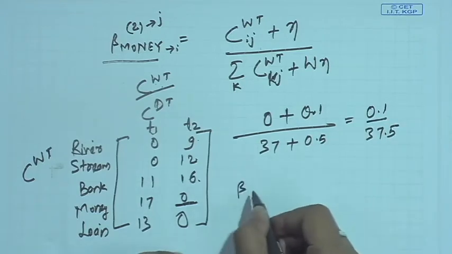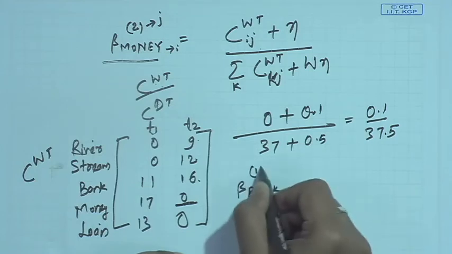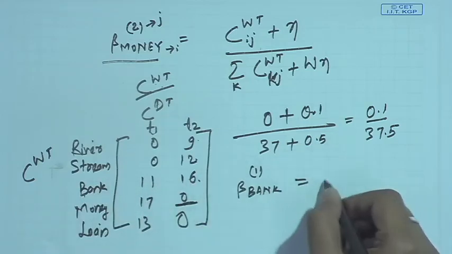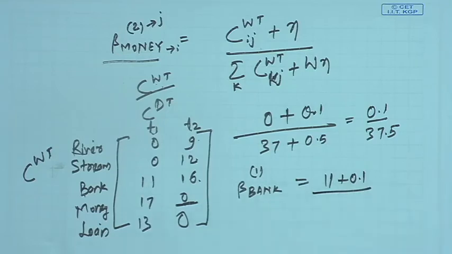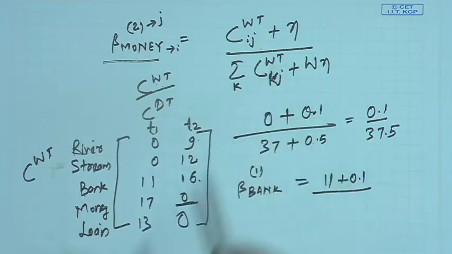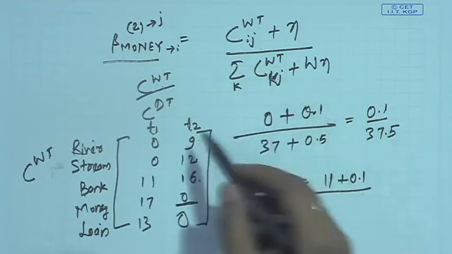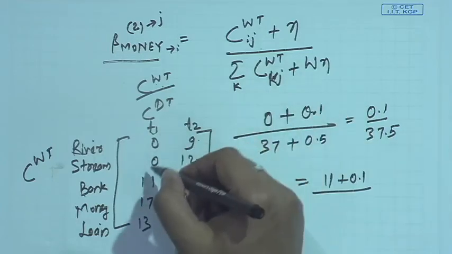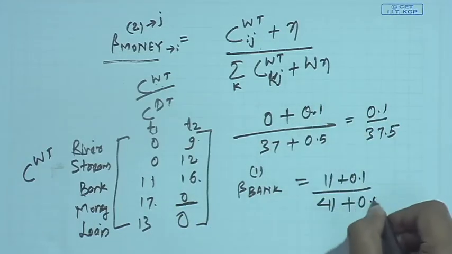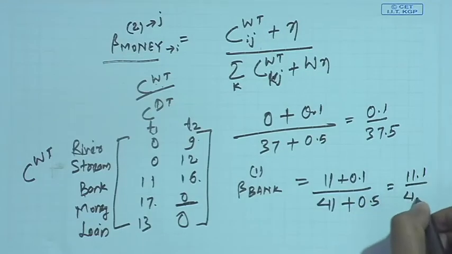Similarly, can I compute beta bank 1? For that I will find out how many times bank has been assigned to topic T1: 11 plus eta 0.1, divided by the summation over k of C kj wt. That will be how many words have been assigned to topic T1. It will be 11 plus 17, 28, plus 13, 41. So, 41 plus 0.5. This comes out to 11.1 divided by 41.5. Like that you can compute all your different betas at this given time point.